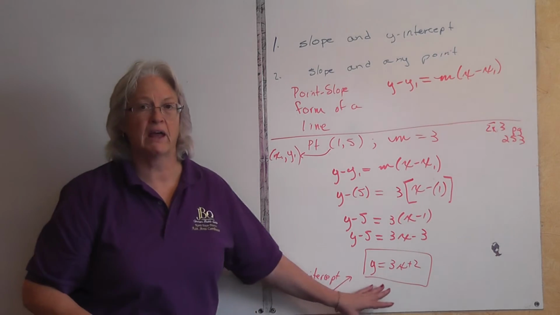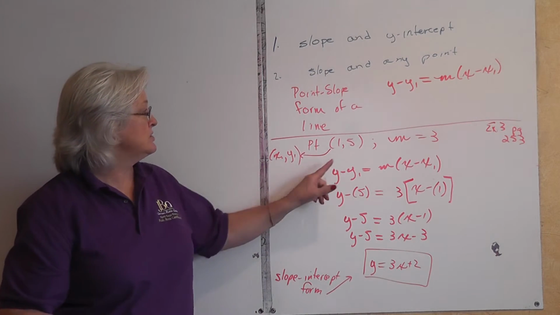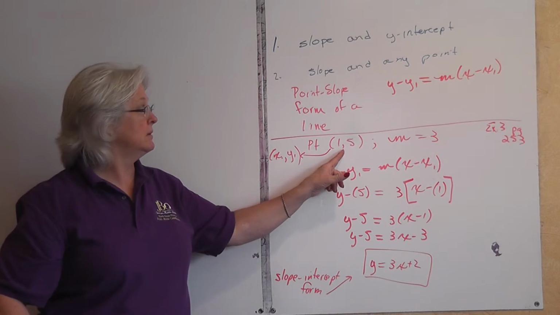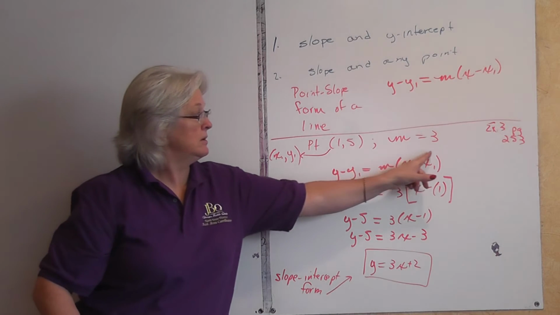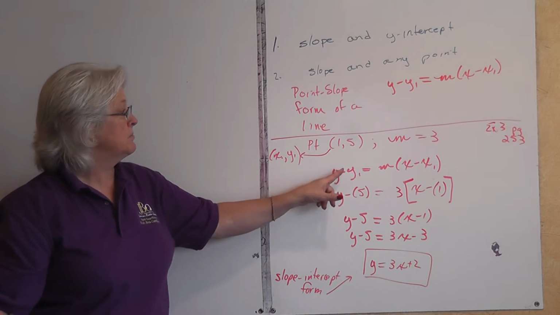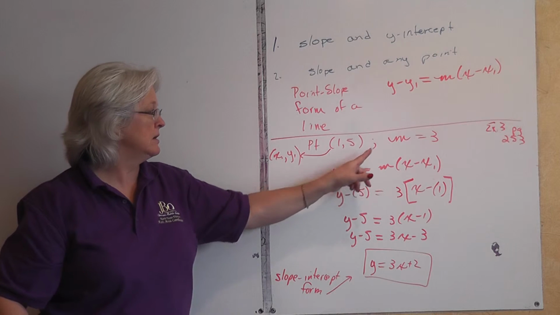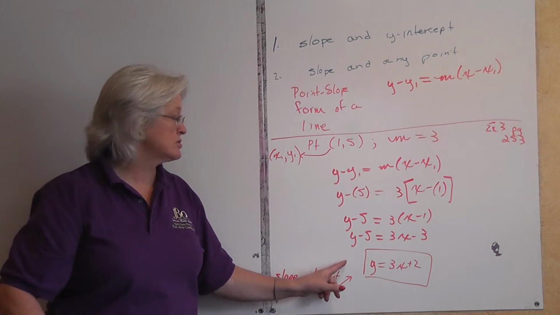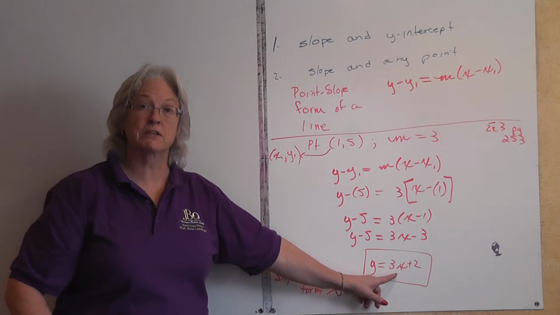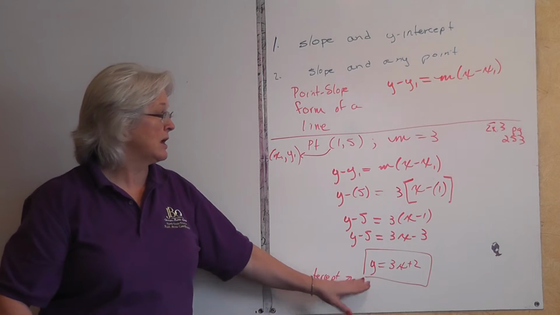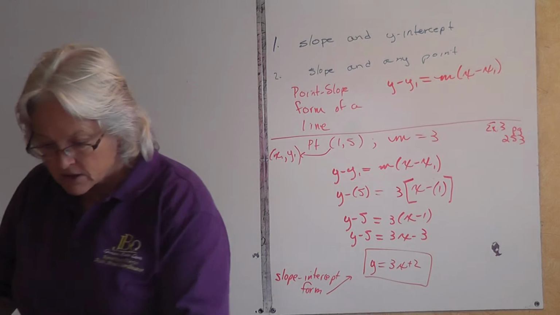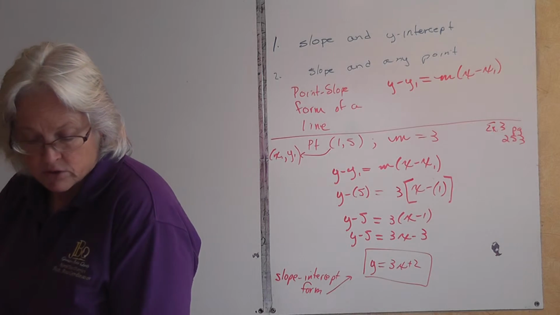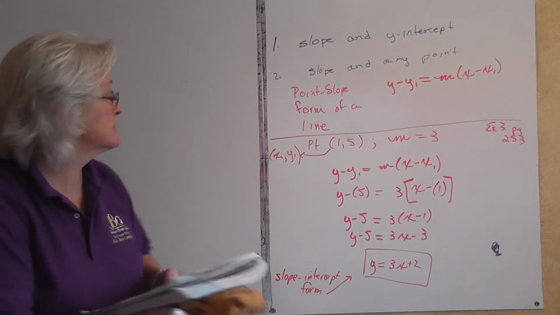Not asking you to do that in this problem. They simply wanted you to be able to take the slope of a line and a random point, use the point slope form of a line to substitute those values in, manipulate your equation so that you're able to come up with the slope-intercept form of a line as your final answer. So let's go ahead and do another problem. Get you a little bit more practice on this.